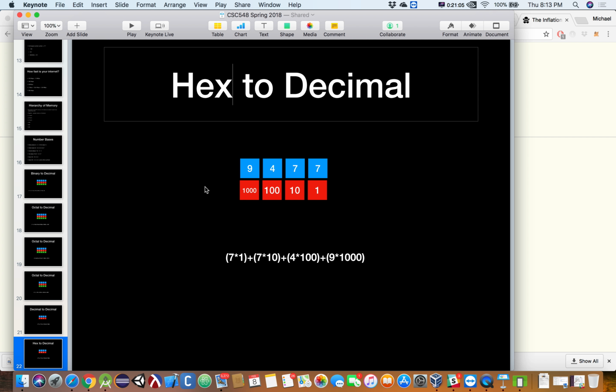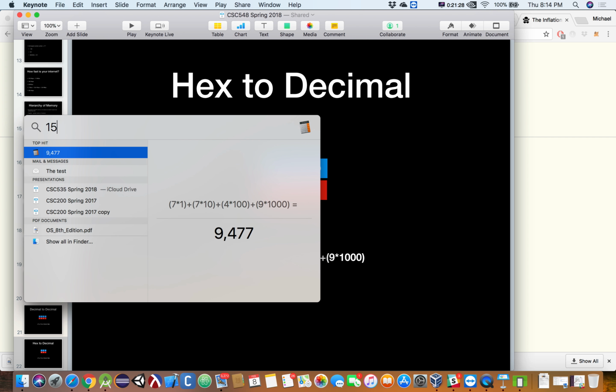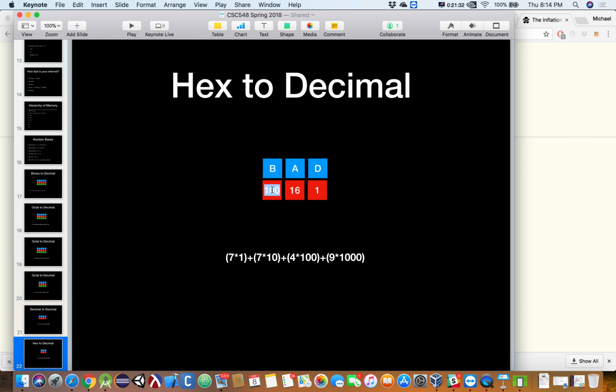Hex to decimal. So I'll pick my favorite hexadecimal number. My favorite hexadecimal number is BAD. This is the ones place, the 16s place. Should be 256, right? Yep, 256. This is the 256 place.